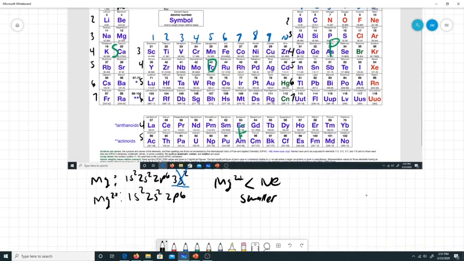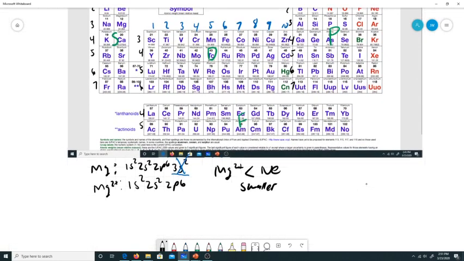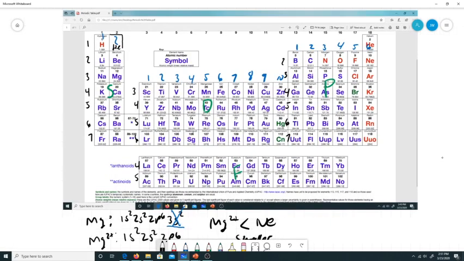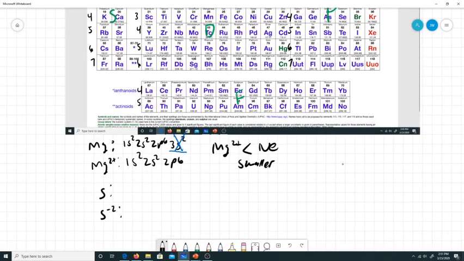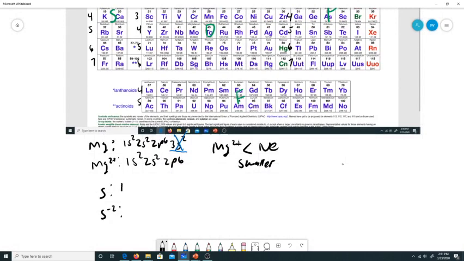Let's consider, for example, sulfur. Sulfur and S negative 2. Sulfur's electron configuration ends in 3p4. So let's write the complete configuration for sulfur. 1s2, 2s2, 2p6, 3s2, and 3p4.